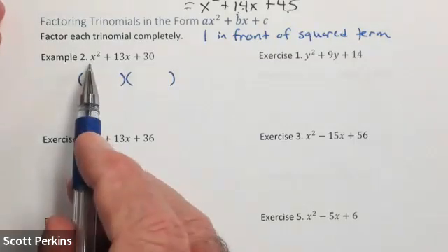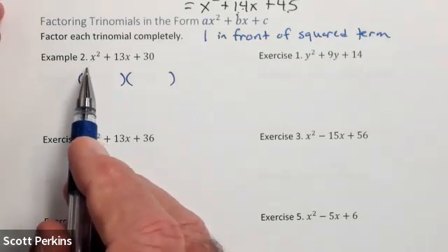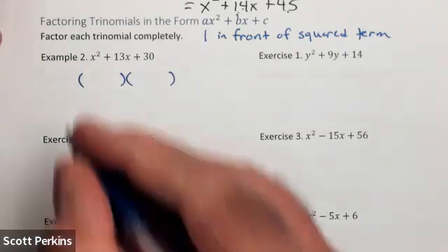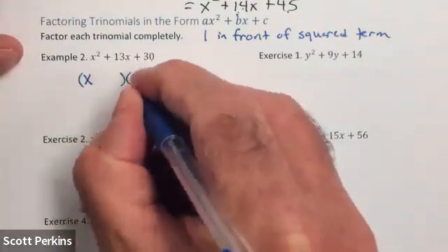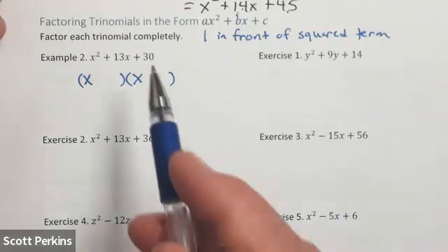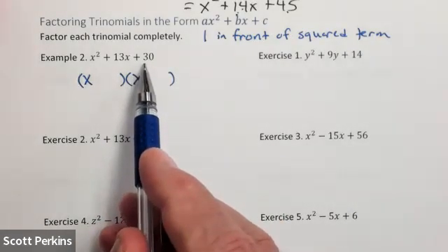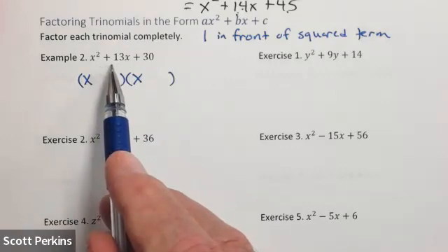Firstly, the x squared, what times what? There's really only one choice here. What times what gives me x squared? X times x. My firsts have to be x times x. There's no choice. And now we're going to use the clues that we're given to figure out what the other numbers are. Here, I need 2 factors of 30 that are going to add up to 13.